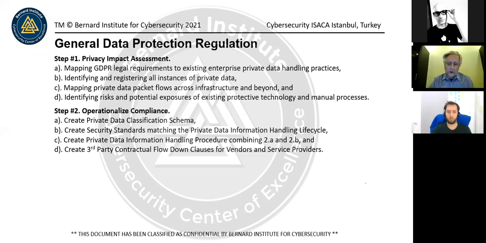Step 2, operationalizing compliance. This is another very important aspect. We need to have a classification schema, and I'm going to show you an example of one in a minute. A classification schema essentially says here's all the different types of information we handle. Private information is one type, and here's an example of it, and here's how we protect that information. So it's kind of like a policy, but it's more of a standard. B, create security standards that match the private data handling lifecycle. And I'll show you an example of that.